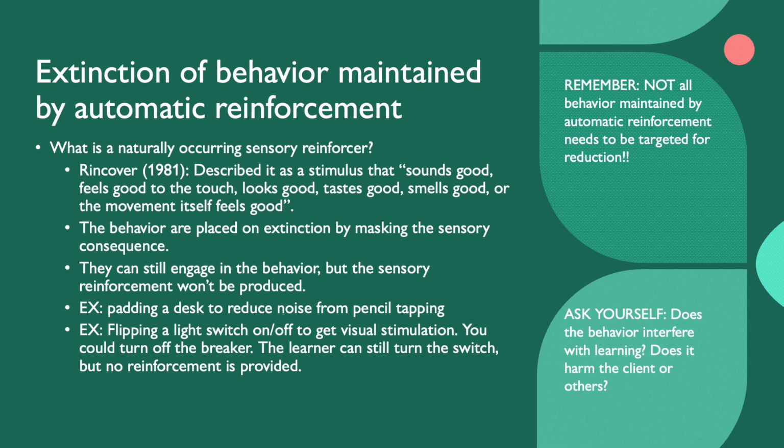And then next, this isn't something I included on the slide, but you want to consider, is this a behavior that's appropriate for targeting for reduction? Okay, you can have many behaviors that are maintained by automatic reinforcement, like, for example, the behavior of hair twirling that I just mentioned. I twirl my hair all the time, and this is a behavior that's maintained by automatic reinforcement. Now, the big question is, is it a behavior that's worth targeting for reduction?